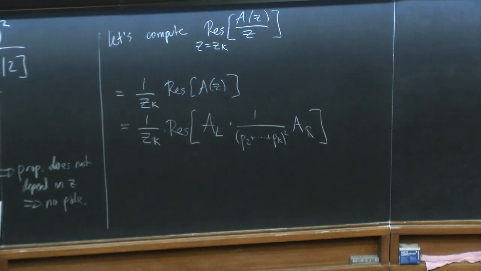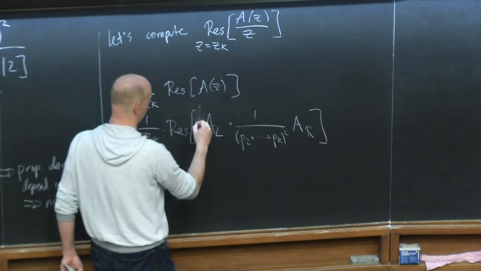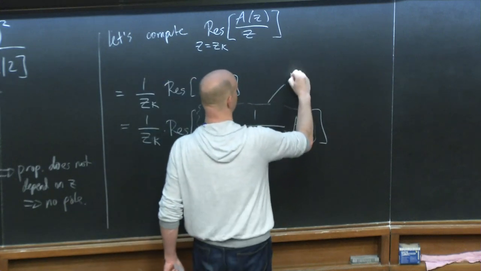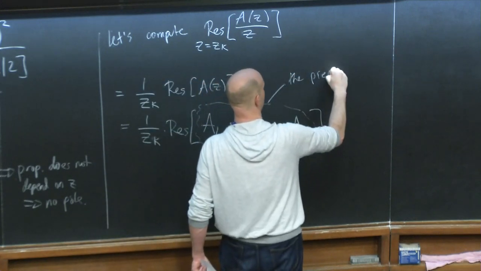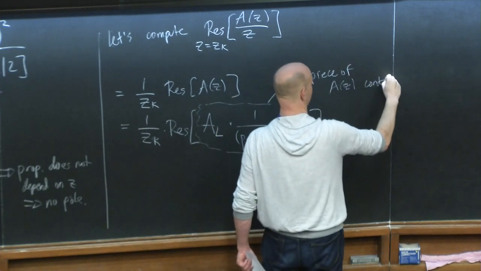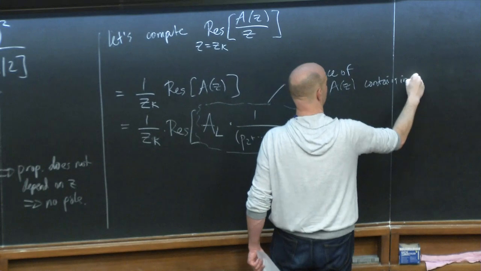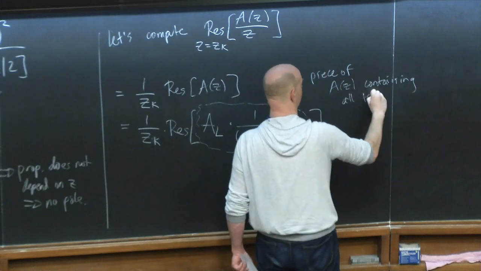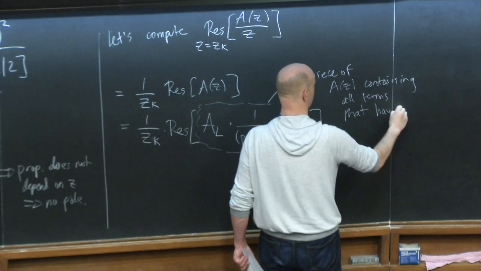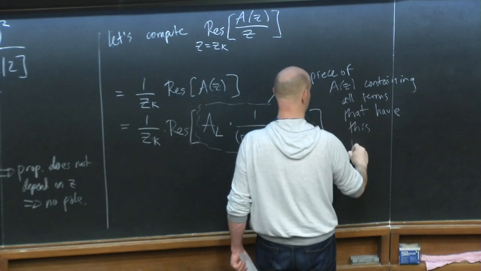Okay, what have I done here? This thing is the piece of A(z) containing all terms that have this propagator.